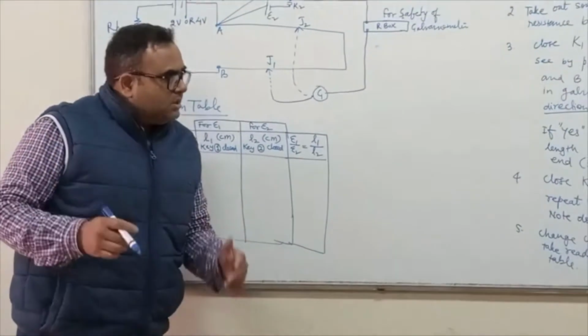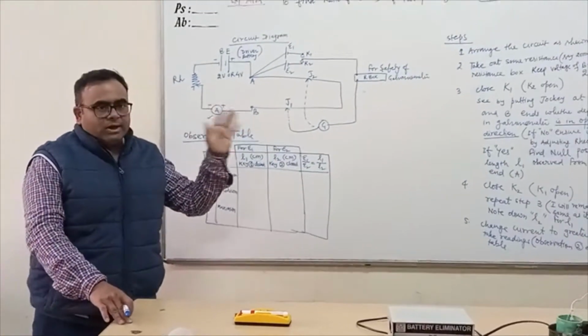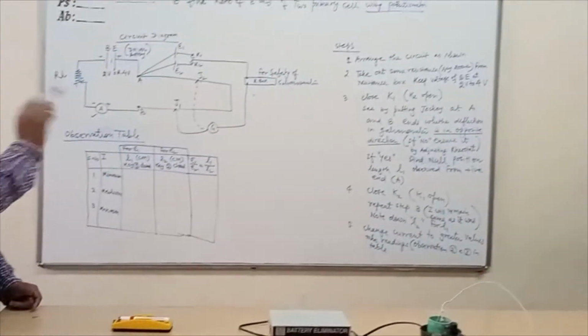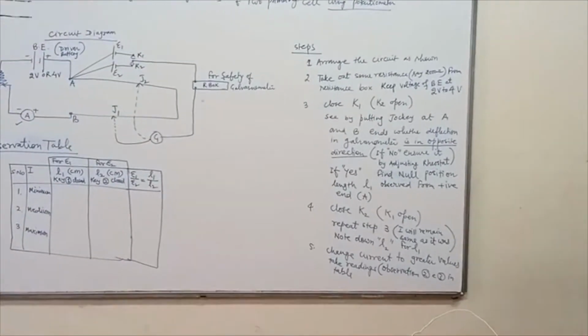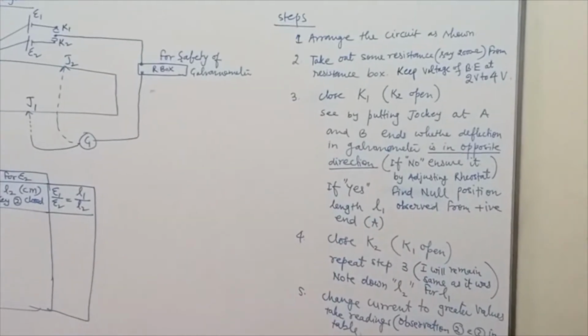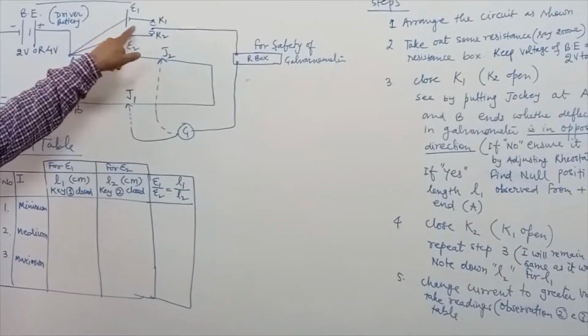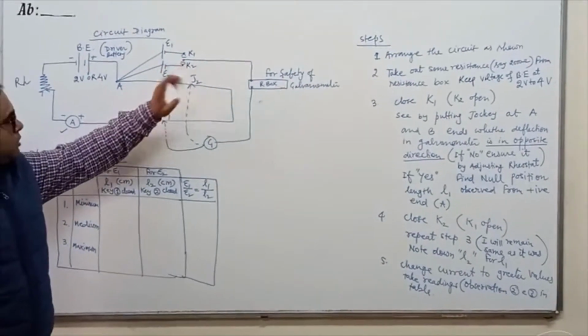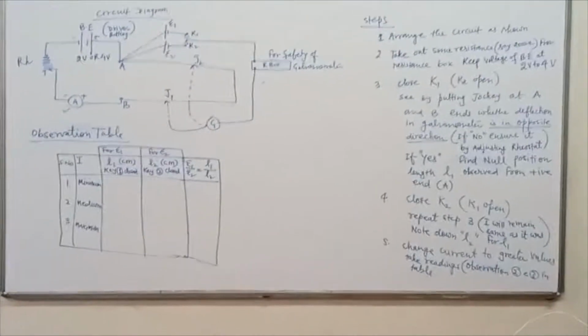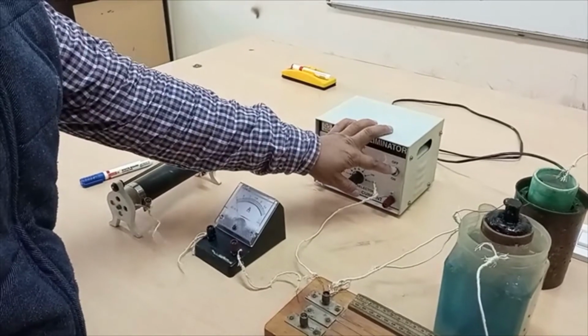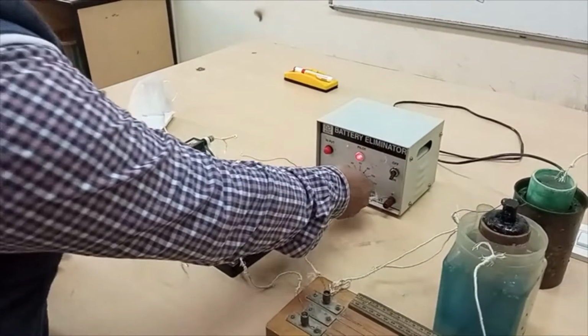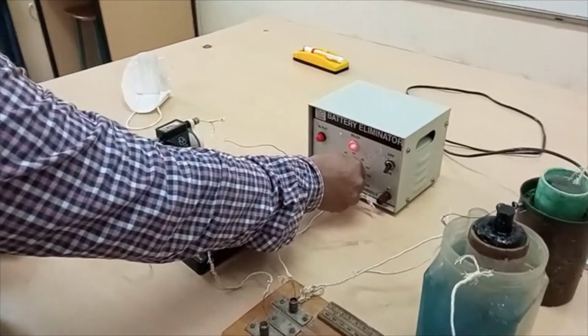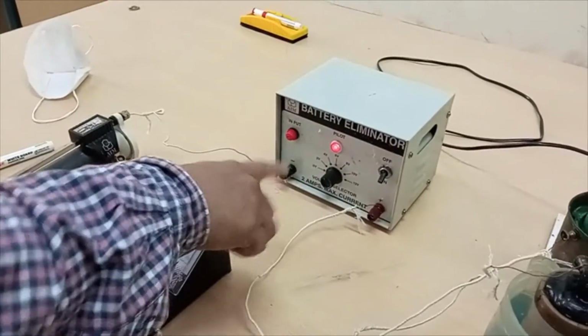So now let us start with step 1. You have to arrange the circuit as shown, and then you have to take out some key K1 from here. Just a minute. So let us switch it on. See that I have kept it at 4 volt. So 1, 2, so this is at 4 volt now.